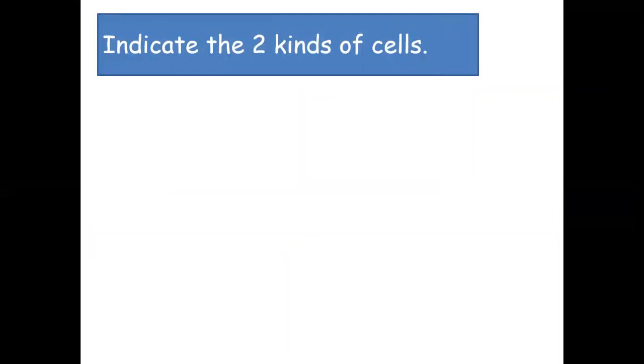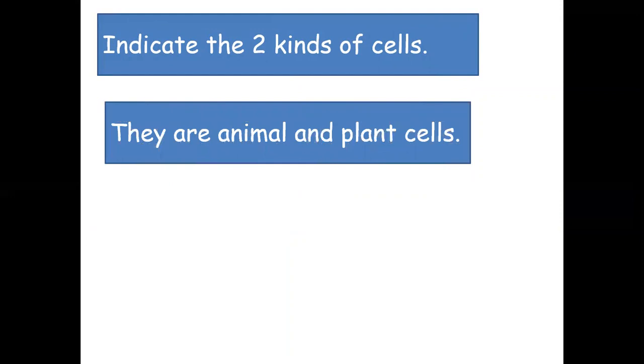Now, indicate the two kinds of cells. As I told you before, we have two main kinds of cells. We have animal cell and the plant cell. I want to tell you that the cells of the humans are just like the cells of an animal, but the plant cell is different.